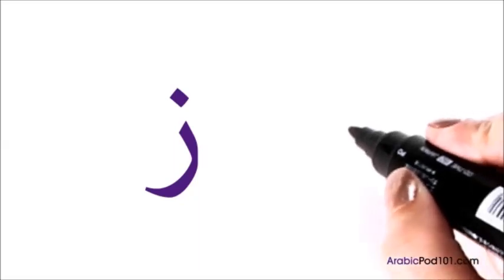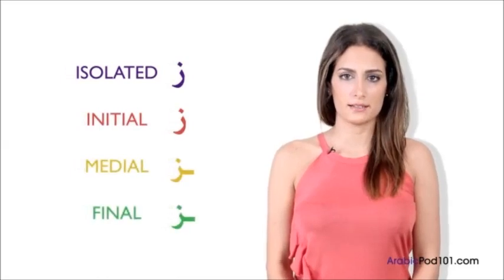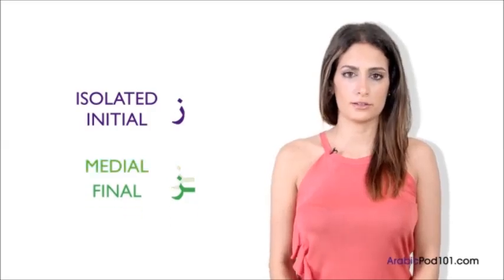Zayn. Start from the top, dip below the line, then put a dot on top. Done. Now let's take a look at the other forms of zayn. You can probably guess that the isolated version is like the initial and the medial is like the final. Now let's write it. Zayn.